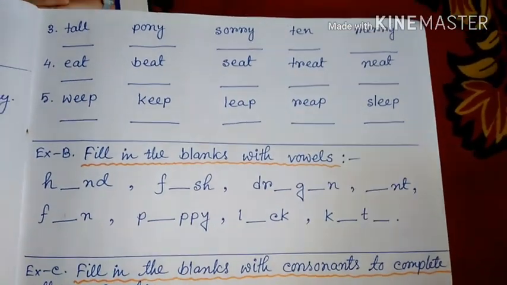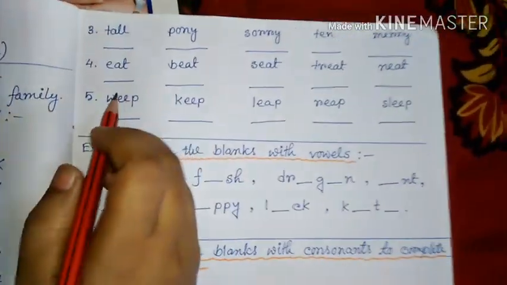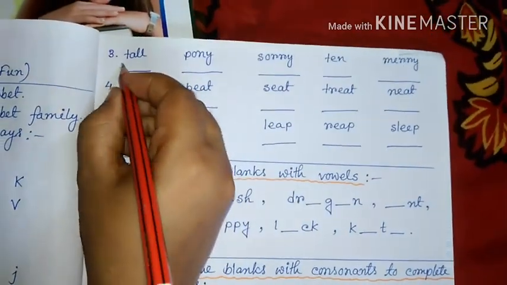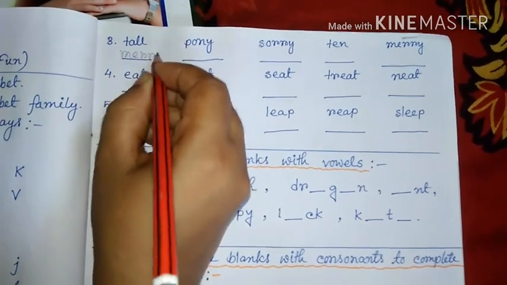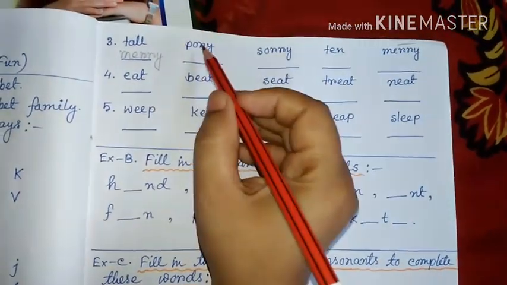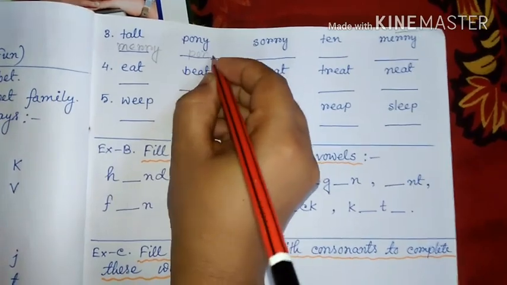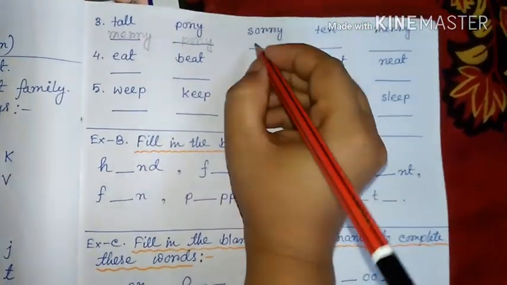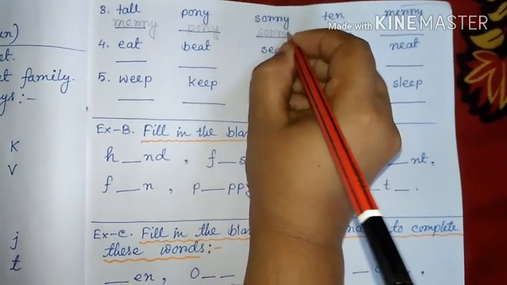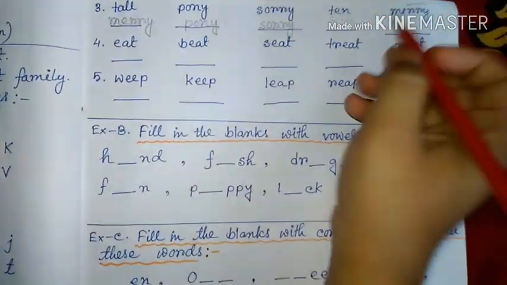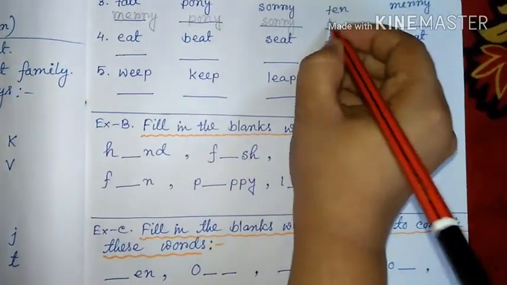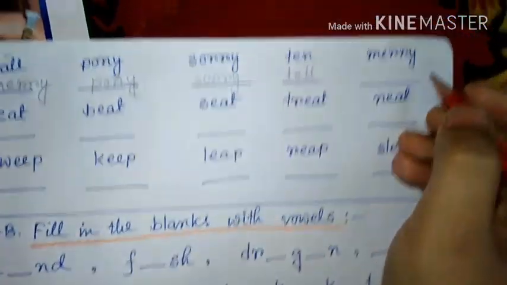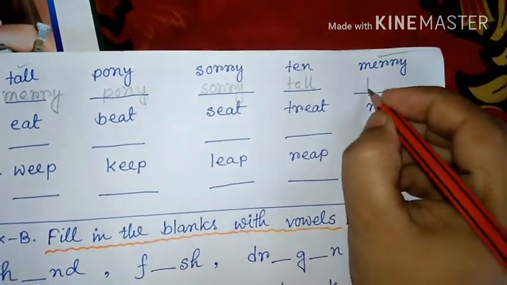The third question's answers are: first one, Mary. Second one, pony. As P comes after M, then like this way, then T, A, double L, then TEN.